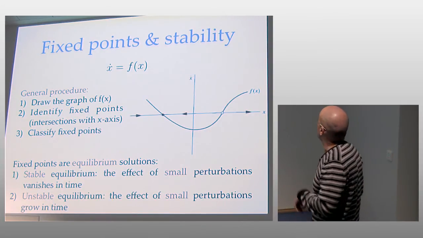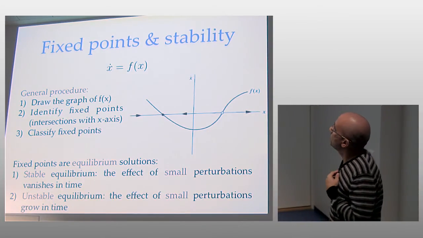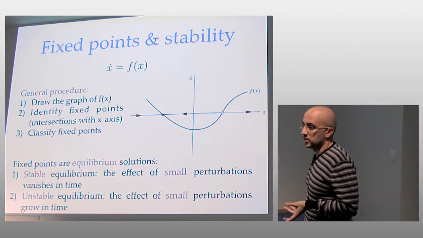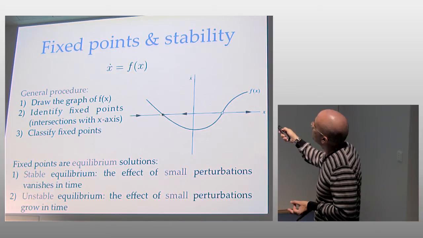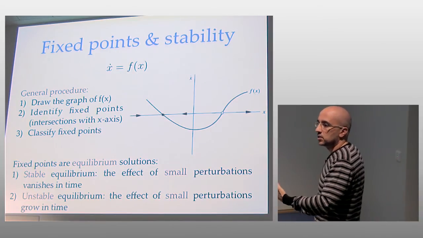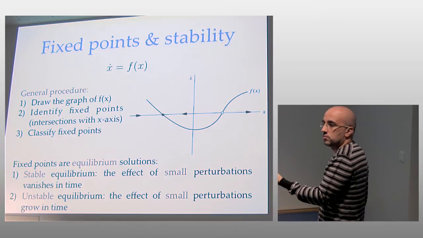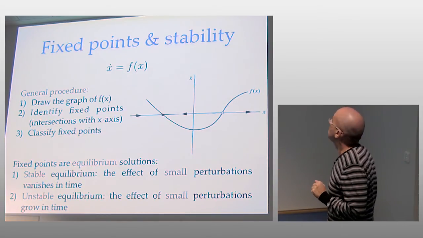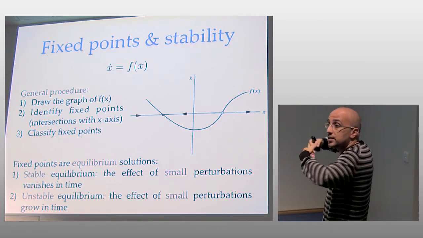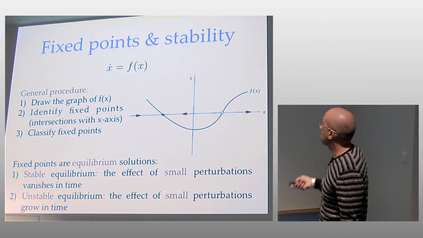So the fixed points are equilibrium solutions. Stable equilibrium means that the effect of small perturbations vanishes in time. So if you perturb the system a little bit from here, then after a sufficiently long time, the point will return to the equilibrium position, so the perturbation will disappear. There will be no perturbation. Instead, in this case, a small perturbation will increase very fast in time.